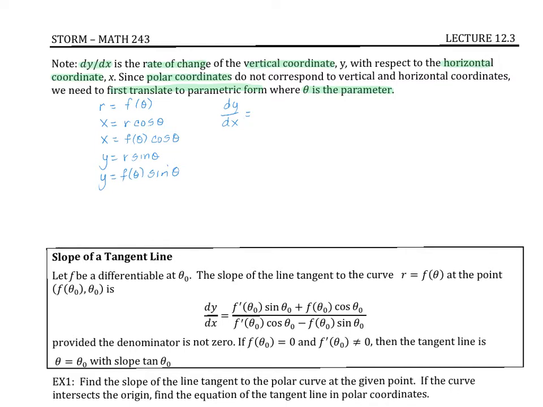Going back to our parametric, when we find the derivative, we simply take the derivative of y. In this case, y is a function of theta, so it'd be dy d theta, the derivative of y over the derivative of x, which again is a function of theta, so it's dx d theta. In other words, this would be y prime of theta over x prime of theta.